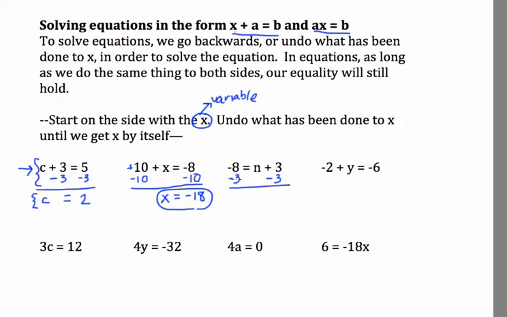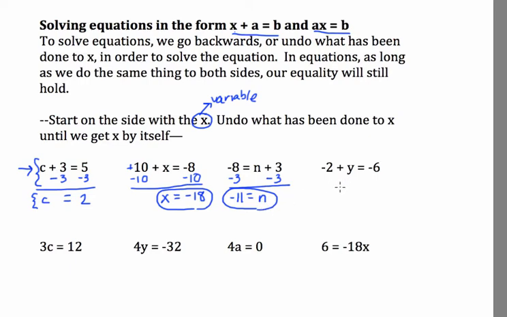Negative 8 and negative 3, think money, you lose 8, you lose 3, you're 11 in the hole. Negative 11 equals, bring down your n, plus 3 and minus 3 equals 0, that's gone. So your answer is negative 11 equals n, or n equals negative 11. It's okay to leave it with that n on the other side.